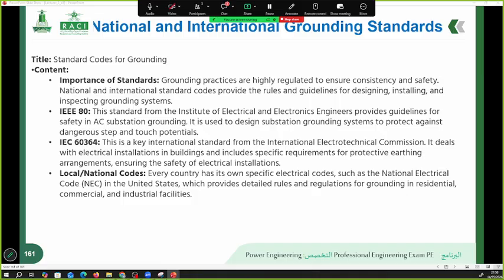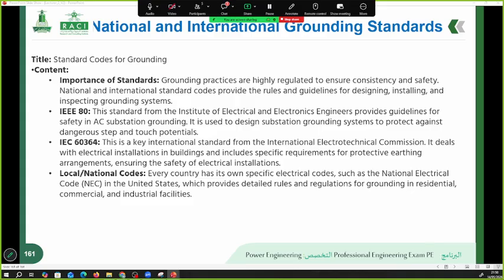And we have local and national codes. In addition to international standards, every country has its own specific electrical codes. A prime example is the National Electrical Code, or NEC, in the US. So these codes often incorporate elements of international standards, but are tailored to local practices and regulations.